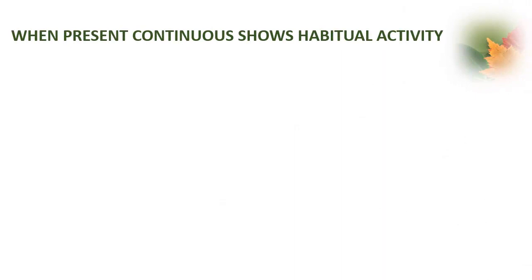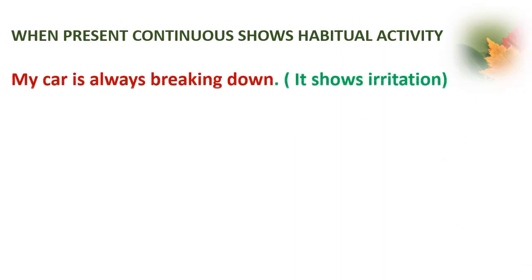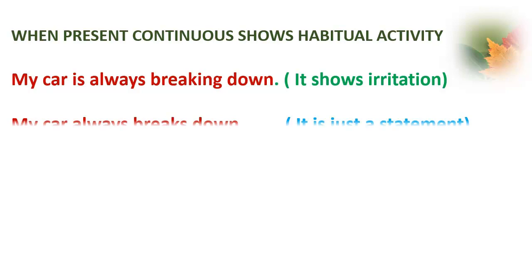Now when present continuous shows a habitual activity, then we can use present progressive or present continuous. My car is always breaking down. It shows irritation. So with irritation, one can say my car is always breaking down. Second, my car always breaks down. It is just a statement. So it is universal, children. It is permanent. My car always breaks down. Here it shows no irritation. That is why no progressive.